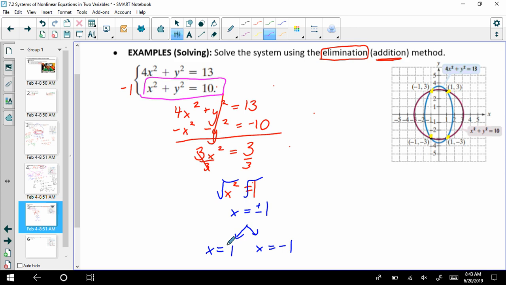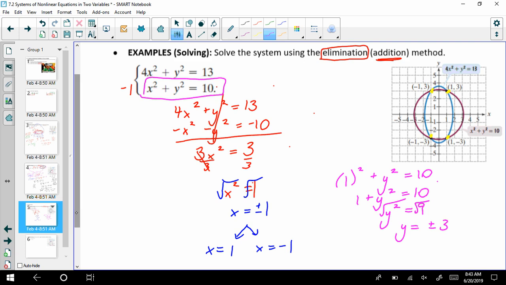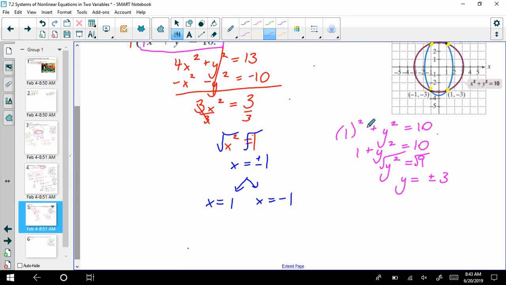So let's plug 1 in first. And we're plugging in for x. So 1 squared is 1. I'm going to subtract 1. And then I'm going to square root. Now make sure when you square root, the square root of 9 is plus minus 3. So what does this mean? When I plugged 1 in, I got 2 y's out.